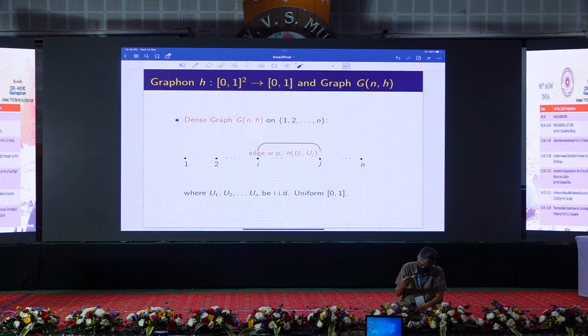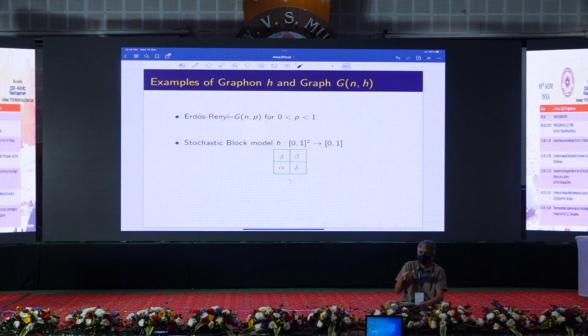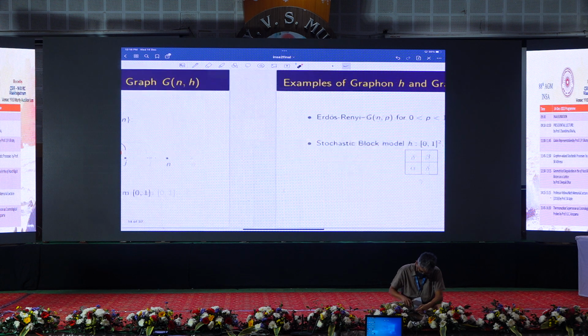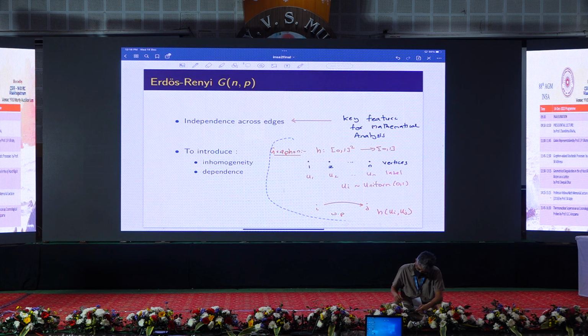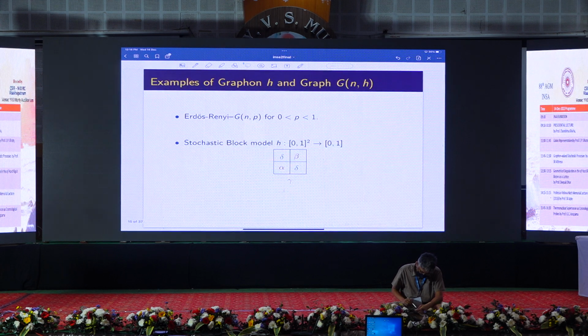Now this is not something I've pulled out of the hat. It's very, very applicable. So let's go back to our early example and see how applicable it is. For example, the heterogeneity graph is included in this graph G and h. Let me pull this up. What is the heterogeneity graph? It's a graph in which the function h is just the constant function p. If that's the case, then independence automatically is there. There are no dependencies. No matter what the ui, uj are, your connection probability is going to be p. So that's already covered in this regime.